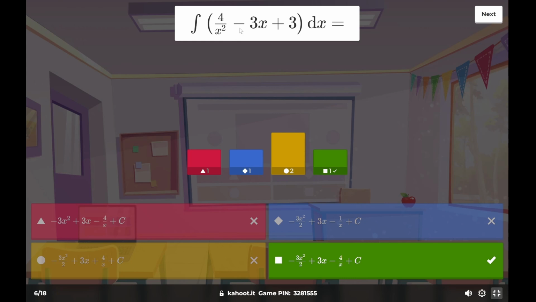If we integrate negative 3x, we're going to have negative 3x squared over 2, just like this, because I'm going to increase the exponent by 1, and also over the same exponent. So this part is also correct. So we can eliminate option red, because it doesn't have over 2.